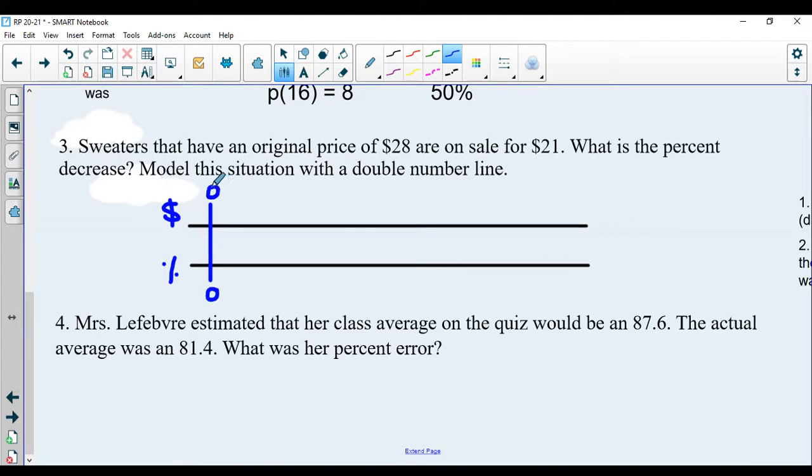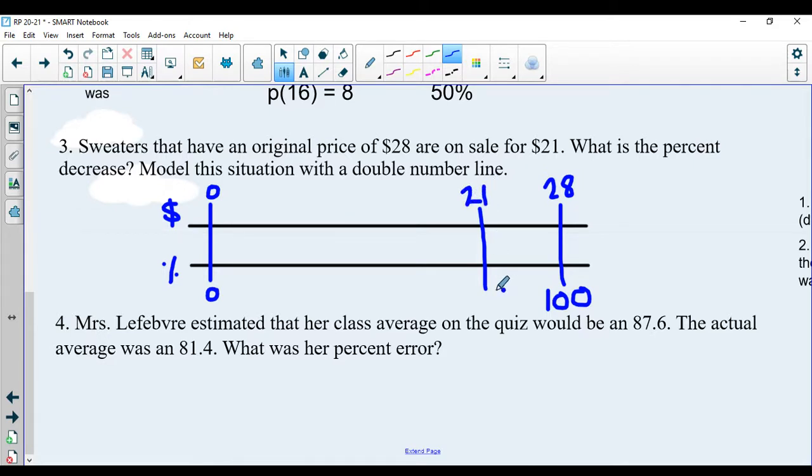I already see, not just because they told me it was a decrease, but because they went from 28 to 21. 28 is my original amount. And I know it's not going to go higher than that because we went down to 21. So I'm actually going to take that all the way to the end of my number line. They're on sale for 21.